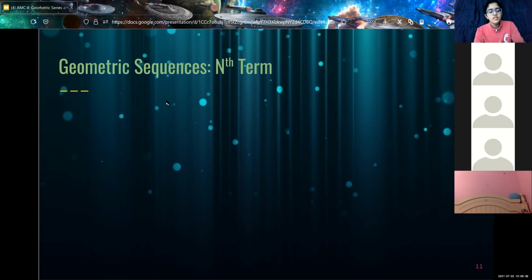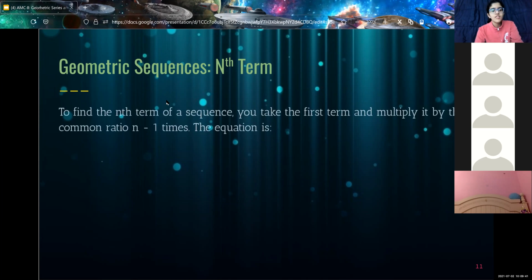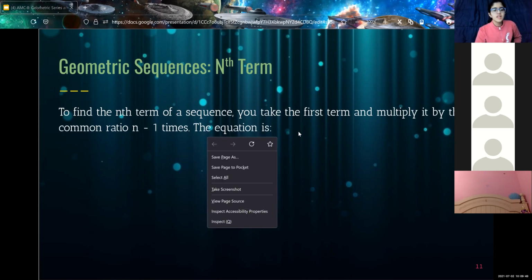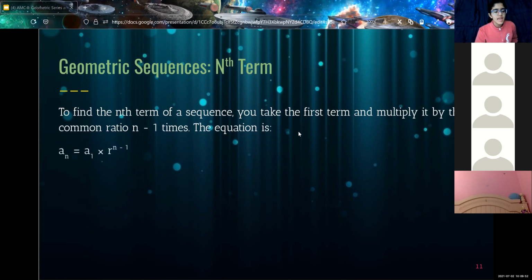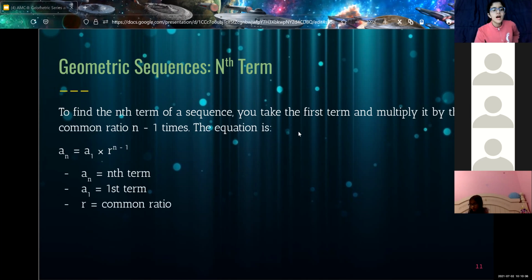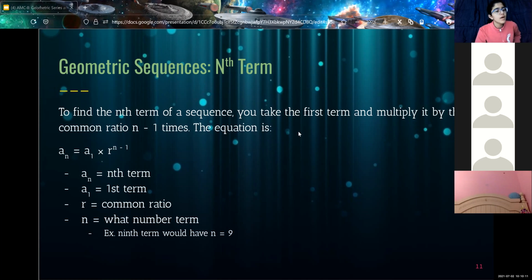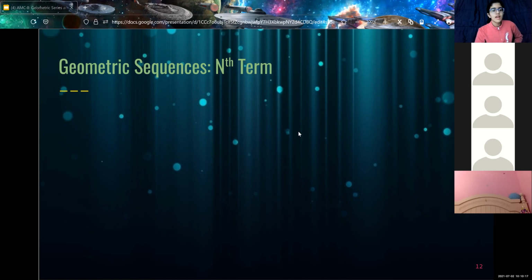Okay. So geometric sequences, finding the nth term. To find the nth term of a sequence, you take the first term and multiply it by the common ratio n-1 times. So this in an equation form would be: a_n, the nth term, is equal to a_1, which is just the first term, multiplied by r to the power of n-1, where r is just the common ratio and n is whatever number. So for example, if you had the ninth number, n would be equal to 9, so you would have r to the power of 9 minus 1, which is 8. So finding the nth term.